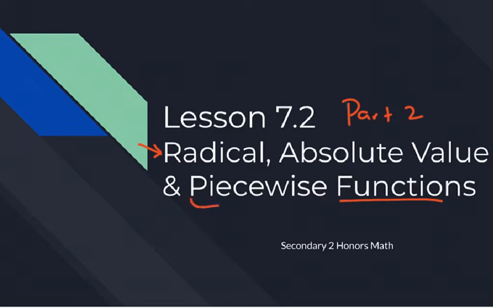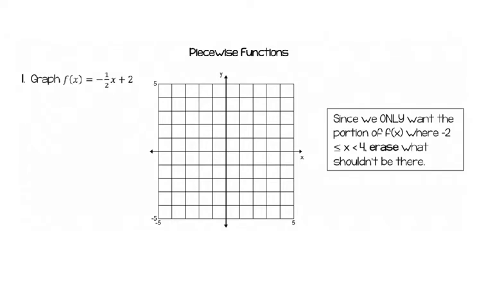Now, piecewise, the word piece, it's what it means. So you know what a piece of something is. It's not the whole thing, it's just part of it. So we're going to have parts of functions. When we have piecewise functions, we're going to have a restricted domain.